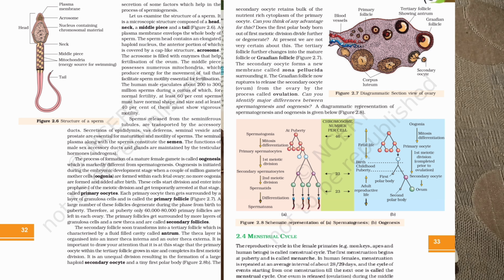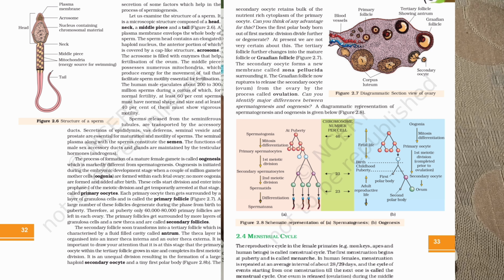It is a microscopic structure composed of a head, neck, middle piece, and a tail. The plasma membrane envelopes the whole body of the sperm. The sperm head contains an elongated haploid nucleus, the anterior portion of which is covered by a cap-like structure, the acrosome.